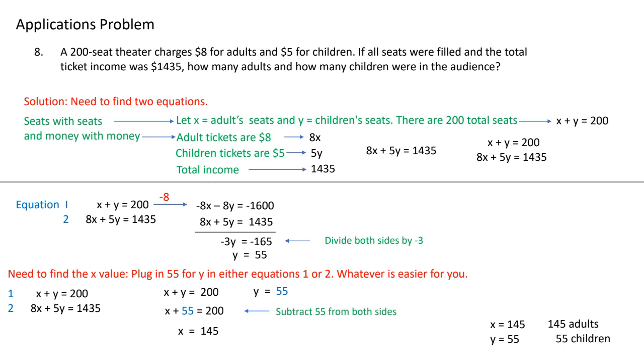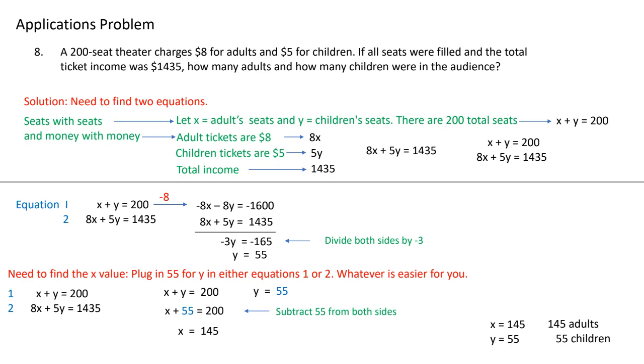I'm going to do something different. I'm going to get rid of my x this time. To get rid of my x, I see that if I multiply a negative 8 to the first equation and add it to the second equation, that would give me the 0. So that's what I will do. Multiply the negative 8 to the first equation. I get negative 8x minus 8y equals negative 1600. When I add it to the second equation, I end up getting negative 3y equals negative 165.